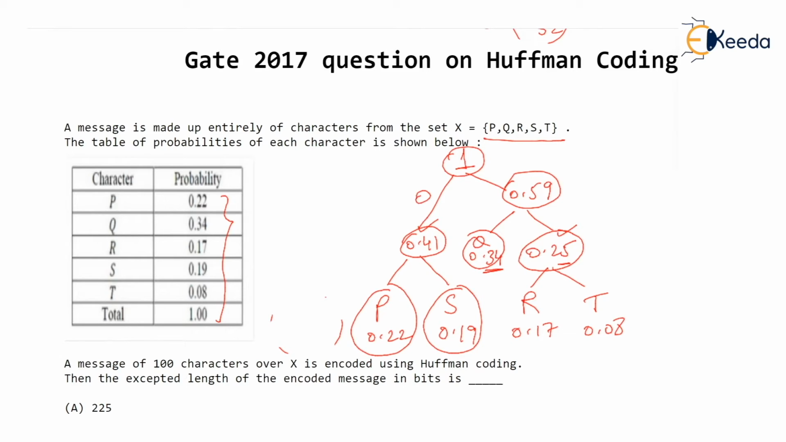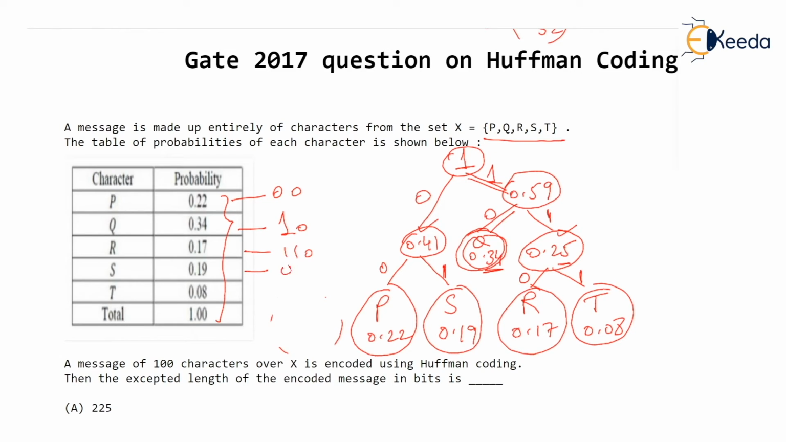Now finally you label all left branches with 0 and right branches with 1. Left is 0 and right is 1. So what is the code for P you got? Check the tree. The code for P is 00. Code for Q: observe where Q is. Check the tree. The code for Q is 10. Code for R is 110, check it on your own. Code for S is 01 and code for T is 111. Okay, so these are the codes.